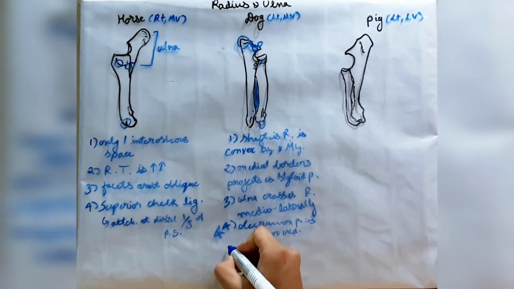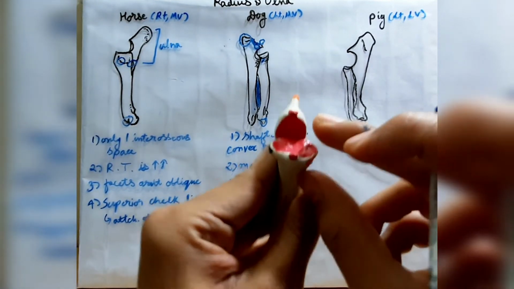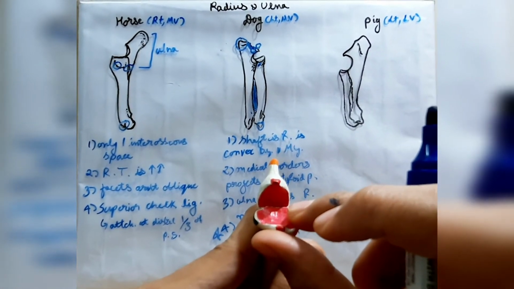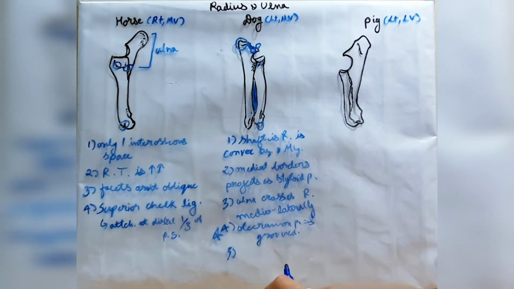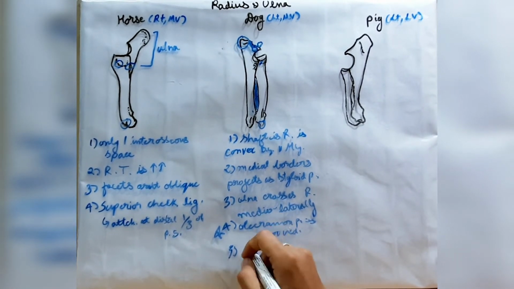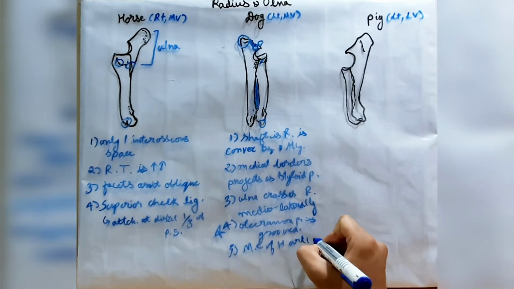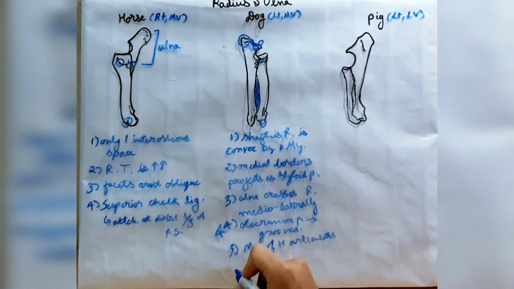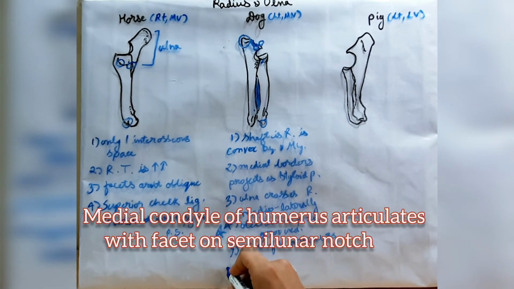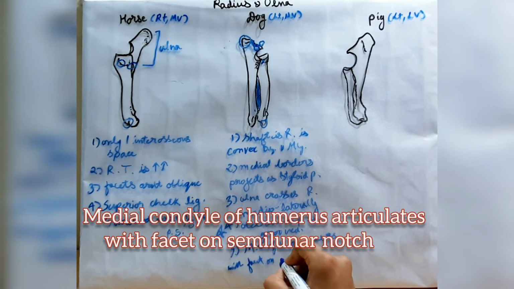Okay, now the last thing is the articulation. So remember, in case of ox, I have said that there are 2 facets on the proximal surface of the radius and they articulate with the 2 condyles of the humerus. But in case of dog, only the lateral condyle articulates with the radius. The medial condyle of humerus articulates with ulna in this case. Because the ulna is well developed, the medial condyle of the humerus articulates with the facet on the semilunar notch.